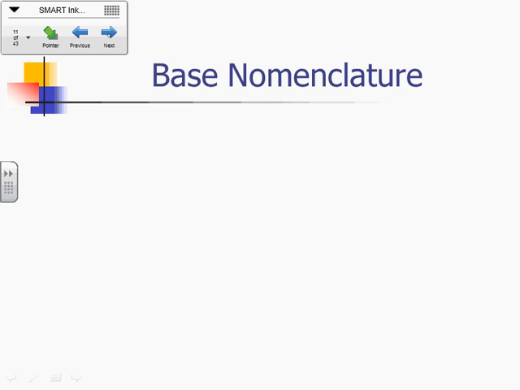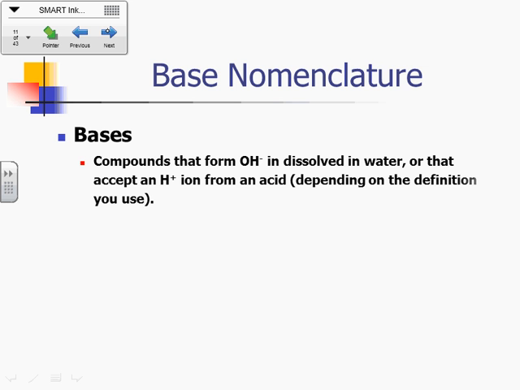All right, now as far as bases, I just want to mention this. We're not really even going to do any practice with base naming because you don't need to. You already know how to do this. A base is a compound that will form OH minus when dissolved in water, or depending on your definition, you could also say it accepts an H plus ion from an acid.